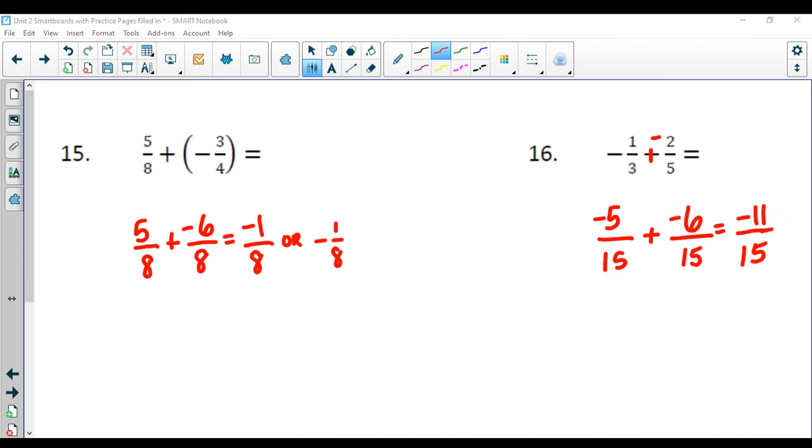-11/15. That wraps up your homework from lesson 2.2, adding and subtracting fractions with common denominators.